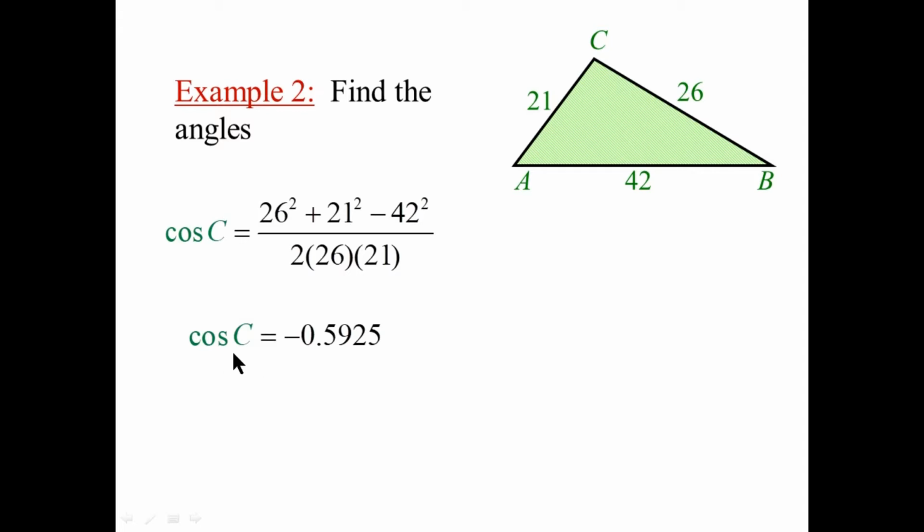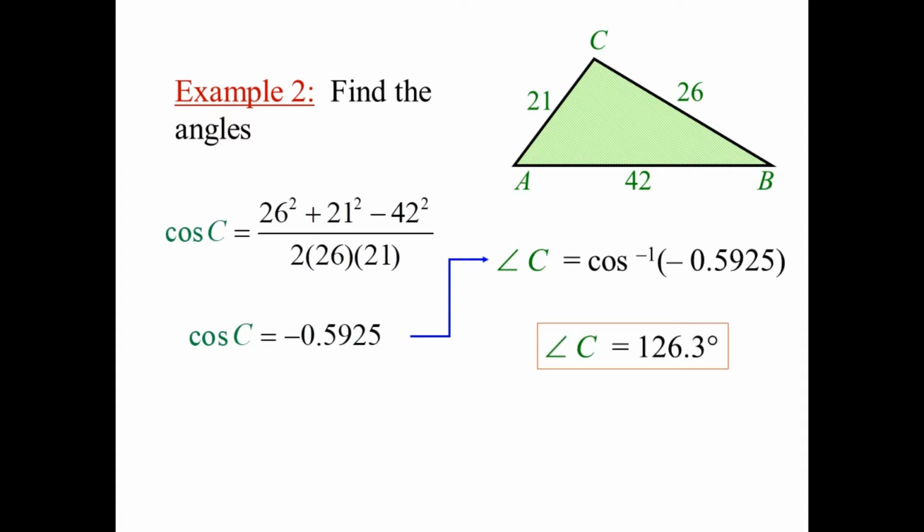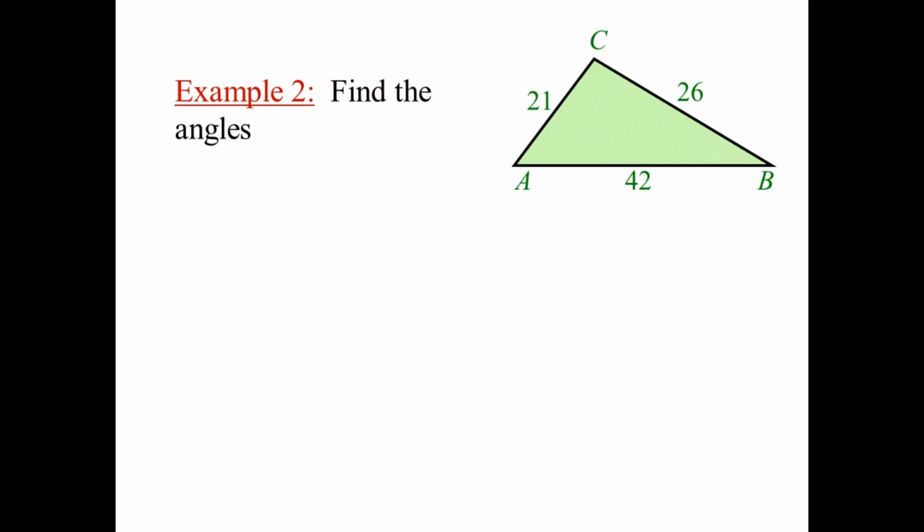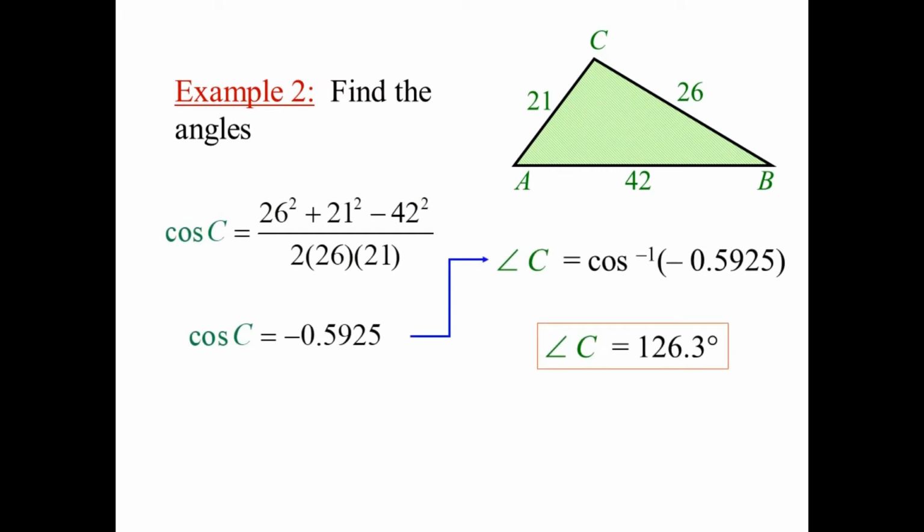We also know that if we want an angle, we have to use inverse. So let's use inverse now. Angle C is the inverse cosine of negative 0.5925, using our calculator. And we have angle C. Continuing, because we want to find the angles. So far, we've determined that angle C is 126.3 degrees. We did that here.